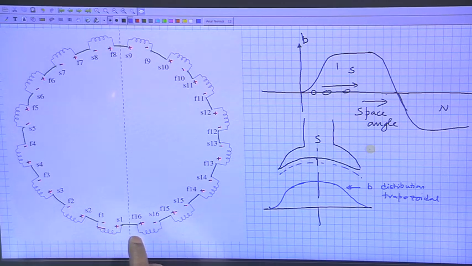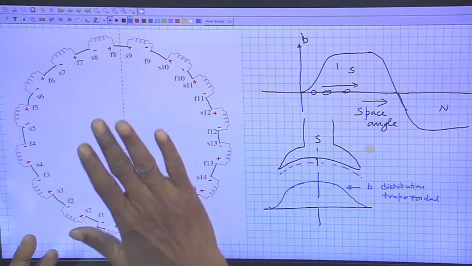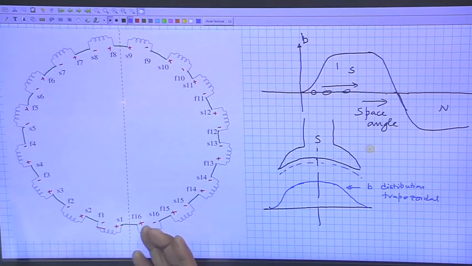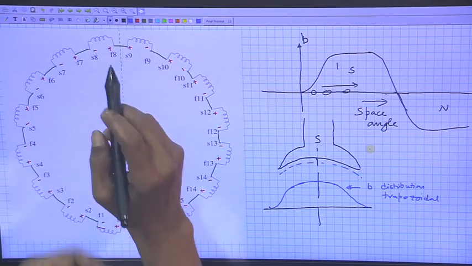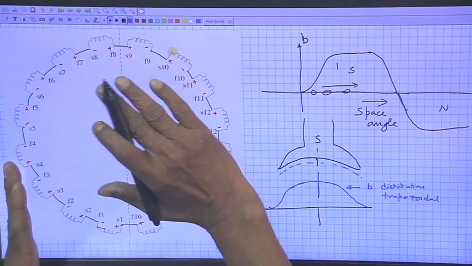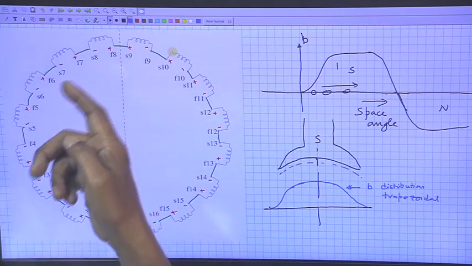Once again, right now there will be coils 1, 2, 3, 4, 5, 6, 7, 8 on this side. After some time, coil 16 will come to this side and coil 8 will go to that side. Are you getting it? This is rotating, isn't it? I have taken a snapshot, but at any given time, this numbering is not important.